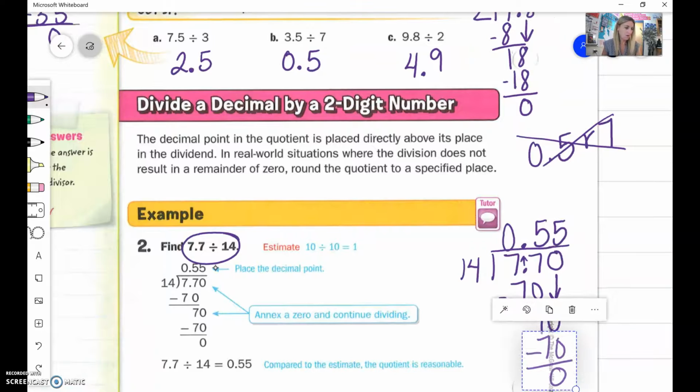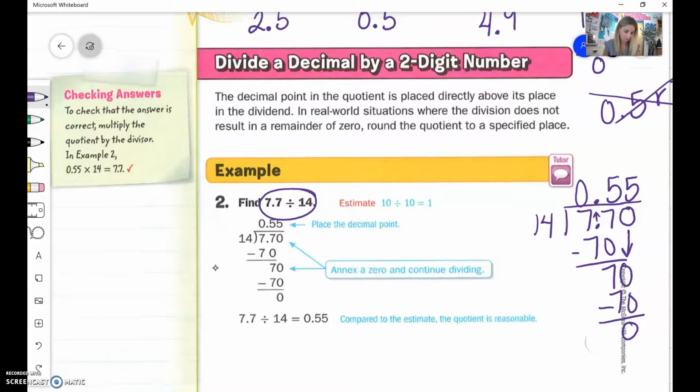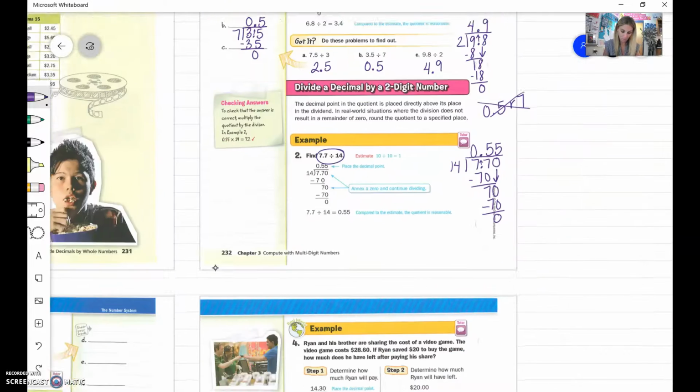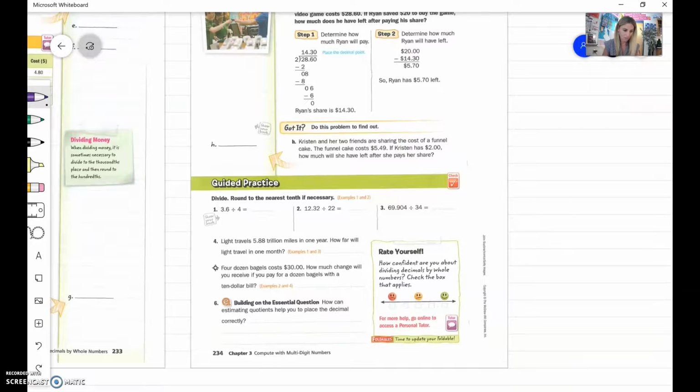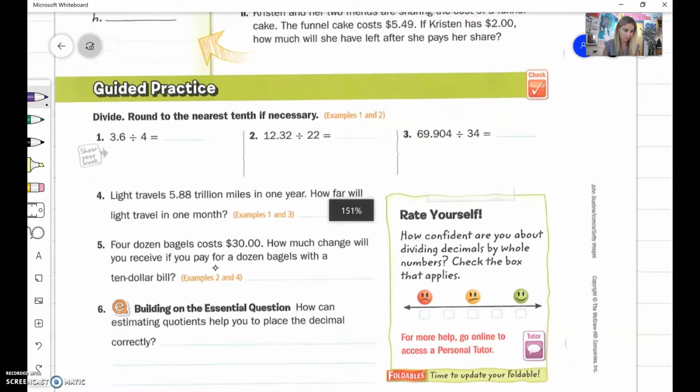Let's move on and do a couple of practice problems together. So turn to page 234, which is right here. Okay, we're going to do a couple of the guided practice problems together.